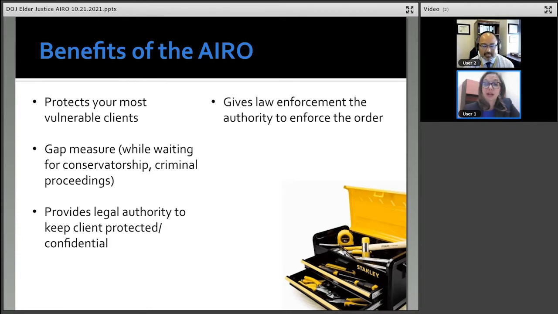And it allows law enforcement to enforce the order, right? Without that order, it's really hard for them to be able to step in and intervene. And this is what they need in order to enforce that order. So it's been very beneficial for us.